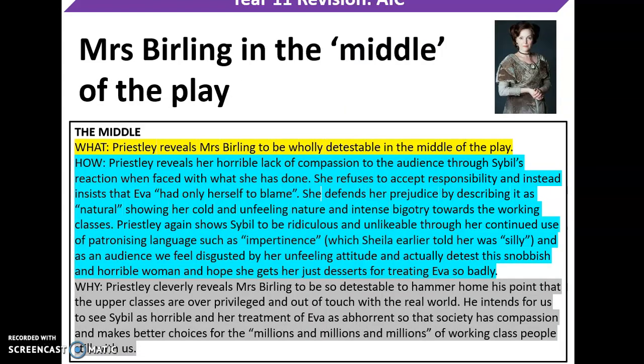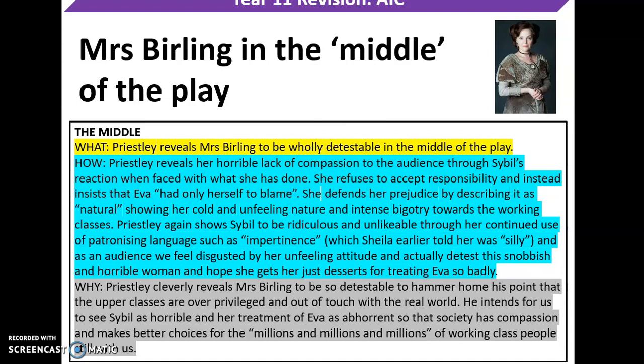Now this is an example of a student response drawing together all of those ideas that we've just looked at. The yellow is our what, the detailed blue is our how, and we have our why in grey at the end. So let's look through this together. This draws together all of the ideas that we've just seen in that very short extract showing Mrs Birling in the middle of the play.